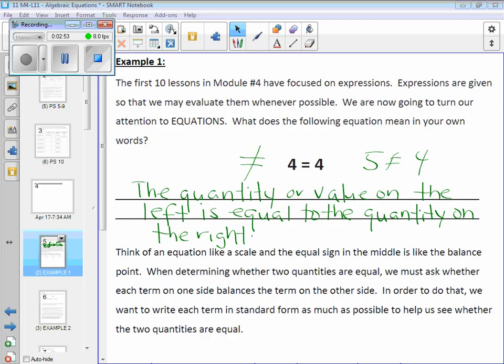Our goal is to find what value would be put on one side to balance out the quantity given on the other side, as you'll see when we get into algebra. Okay? Think of it like a scale. This term, underline it. Who remembers what standard form is?